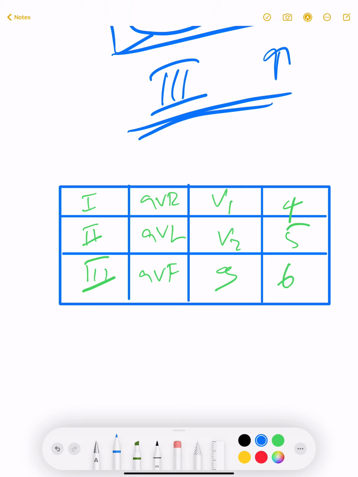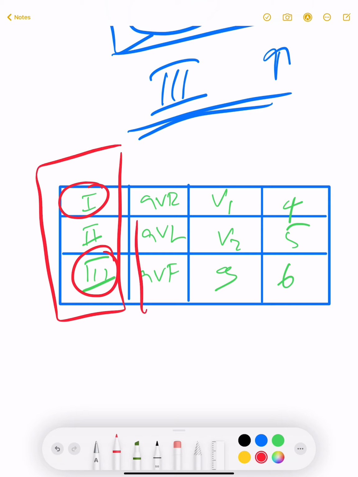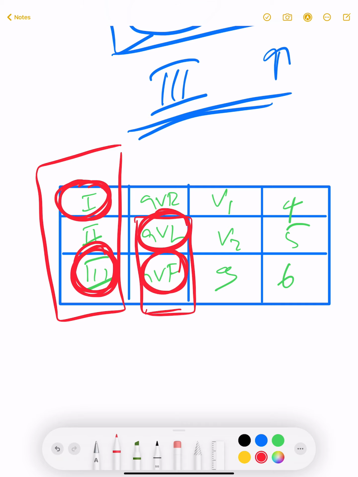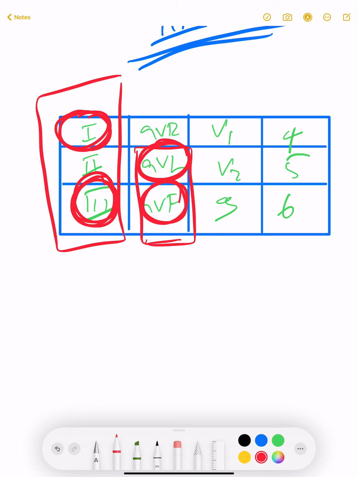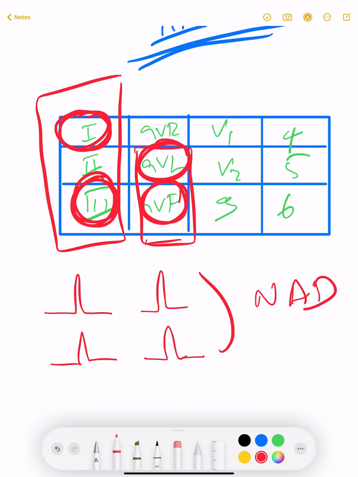So it is easier because of this layout. 1 and 3 are lying in the same column, and AVL and AVF are lying in the same column. So it is easier to compare lead 1 with lead 3 or lead AVL with lead AVF. When we have a glance on the ECG, if 1 and 3 or AVL and AVF are positive, then there is no axis deviation.